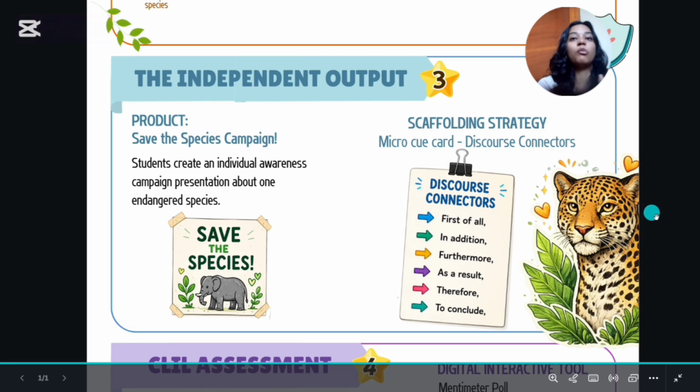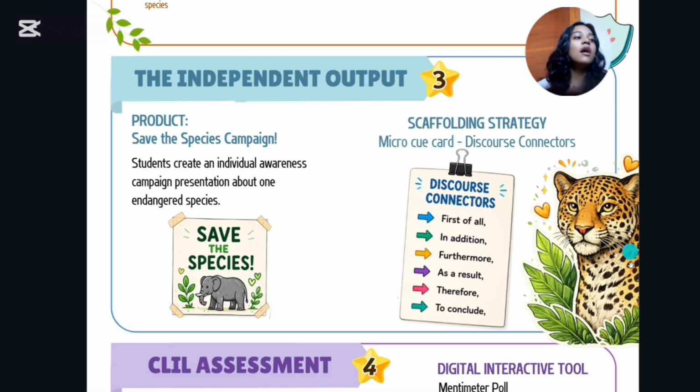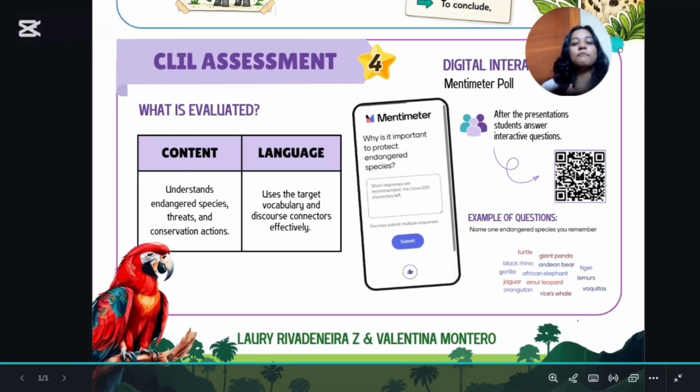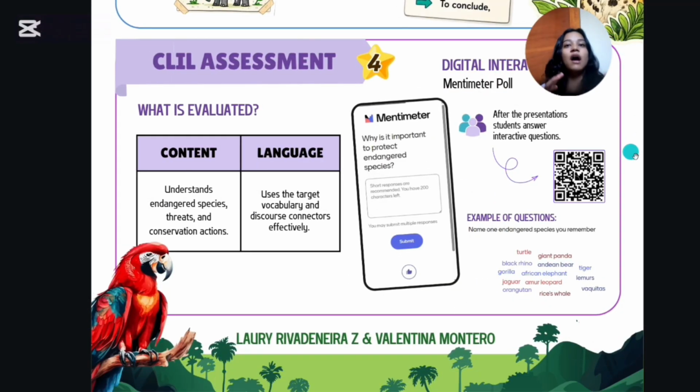They're going to have these micro cue cards with discourse connectors that will help them to develop the oral presentation. For the assessment part, for stage 4 of this presentation, we have a 2-row criteria for content and language. For content, what is going to be evaluated is if they understand endangered species, threats, and conservation actions. And for language, the use of target vocabulary and discourse connectors will be evaluated effectively.